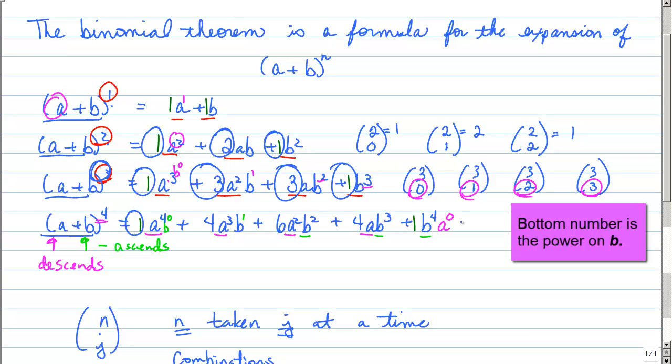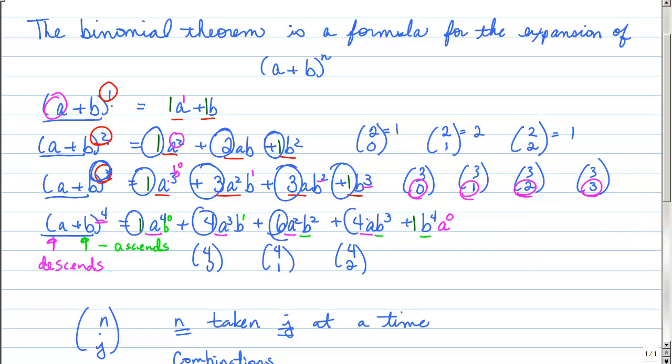One more thing. That would be 4 taking 0, this is 4 taking 1, this is 4 taking 2 at a time, this is 4 taking 3 at a time, and this is 4 taking 4 at a time. Again, you can punch those into your calculator and you would get 1, 4, 6, 4, 1. All of those patterns arise in what's called Pascal's triangle.